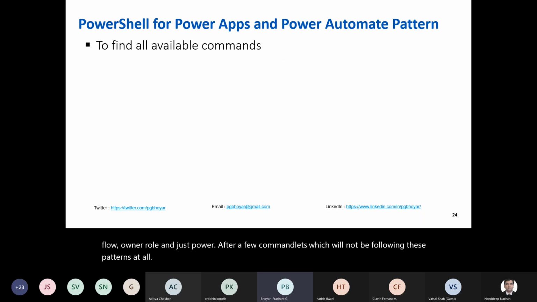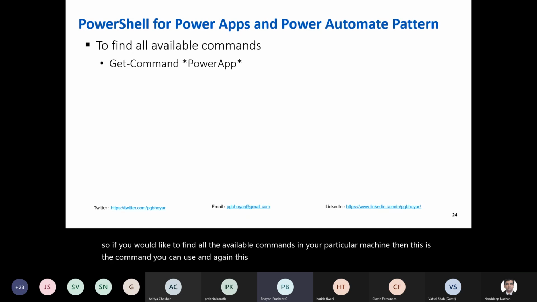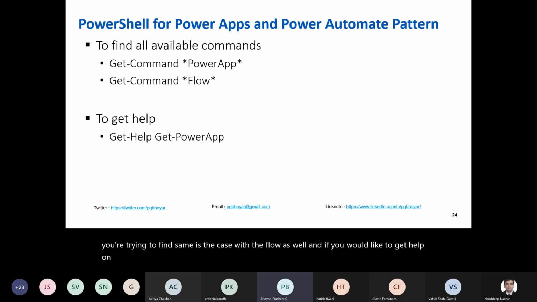If you would like to find all the available commands on your machine, this is the command you can use, and this is true for any kind of PowerShell module. Basically, the command you will use is Get-Command, and then you provide the string of whatever commands you're trying to find. Same is the case with Flow as well. And if you would like to get help on any of the specific commandlets, this is the syntax you will be following.